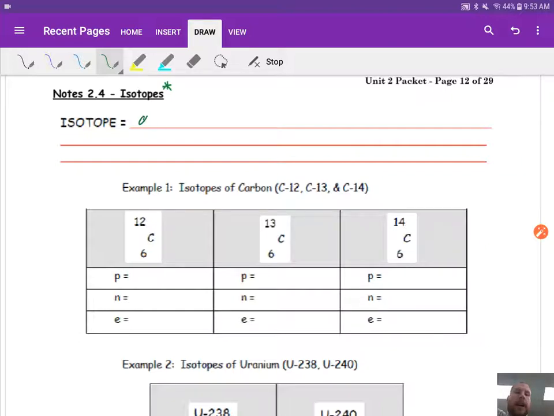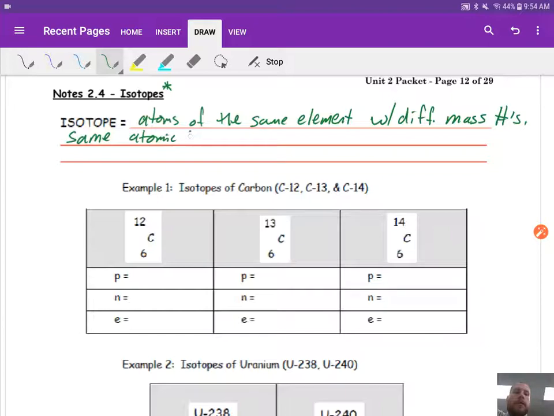It's where you have atoms of the same element with different mass numbers. Okay, so they have the same atomic number, but different mass numbers.